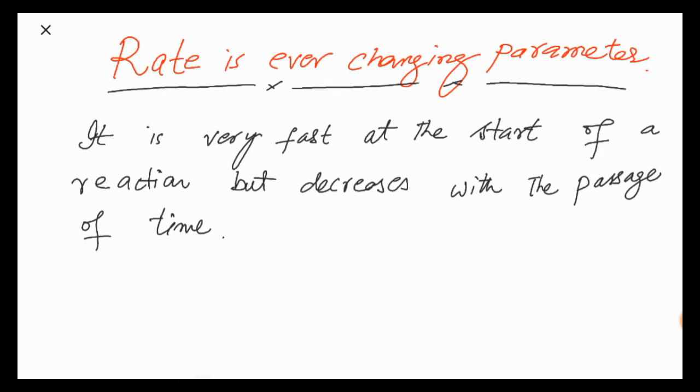But we just have to keep a very important point in our mind, and that is rate is an ever changing parameter. It is very fast at the beginning, but it decreases with the passage of time. What is the reason behind it? Basically, we know that rate of a reaction is directly proportional to the concentration of a reactant.